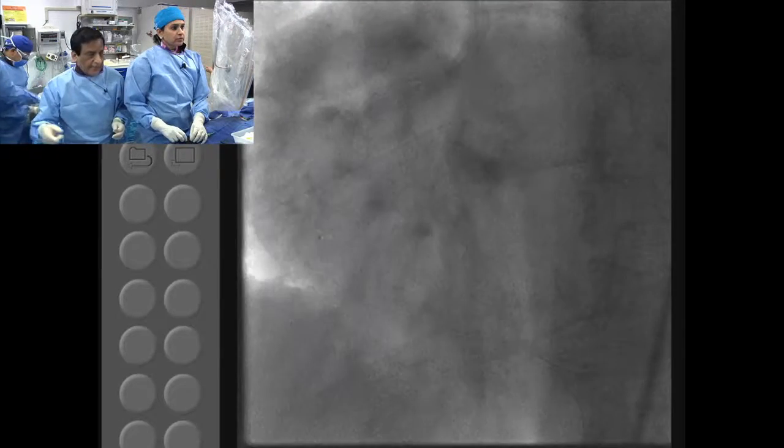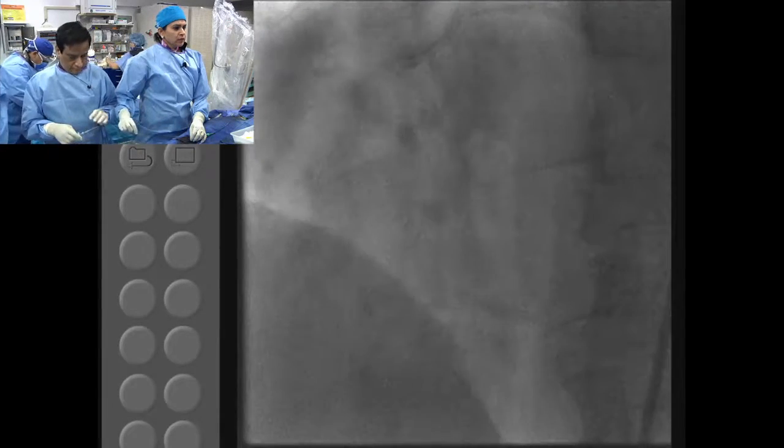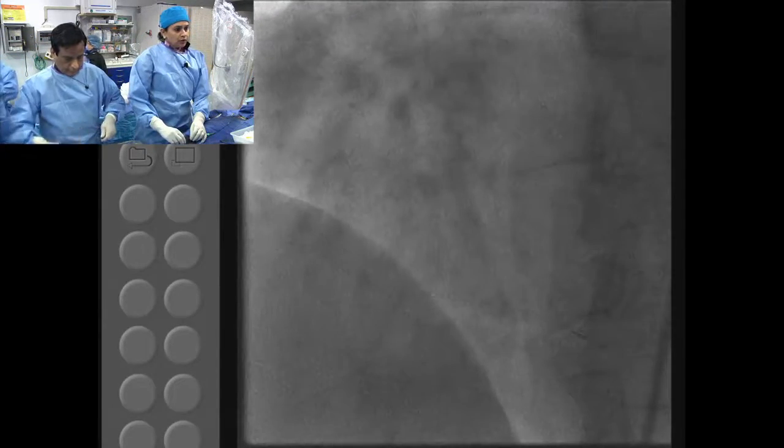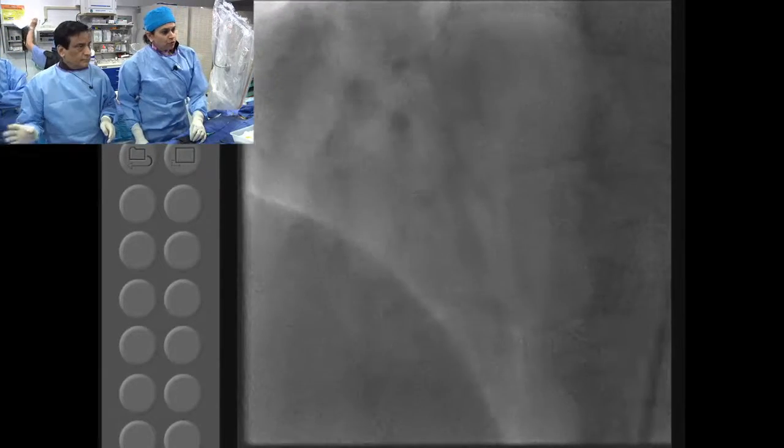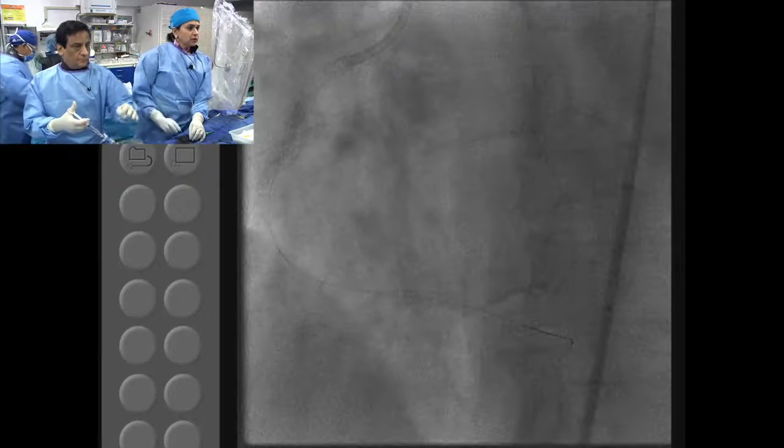Coming out. Get OCT ready. Now you want to take a picture and you have to decide about the distal RCA. Do you want to post dilate, or are we okay? But we'll take this one out anyway. Take a picture so we get it.